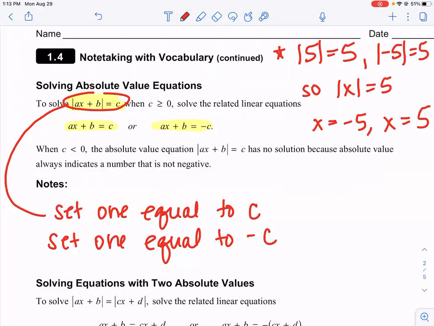There we go. A book. So absolute value equations is like your cover.